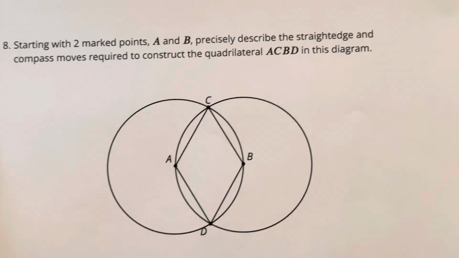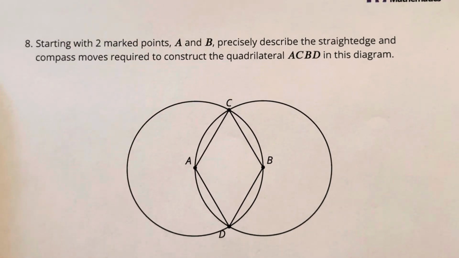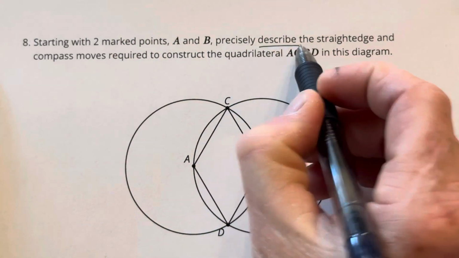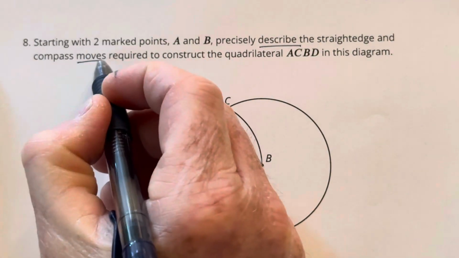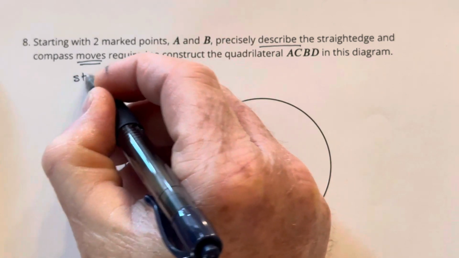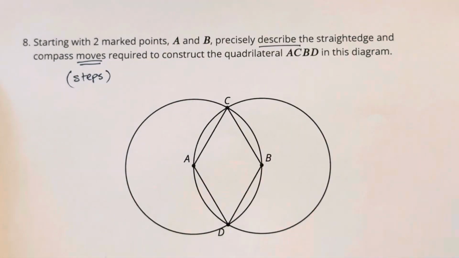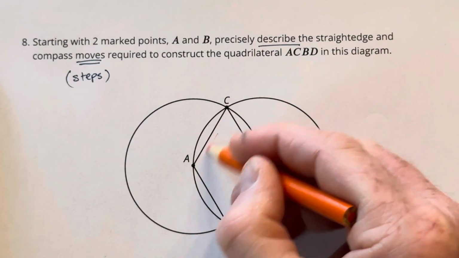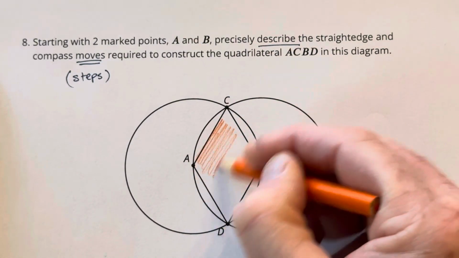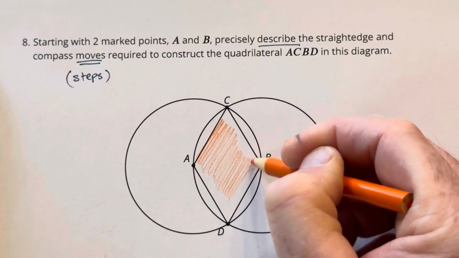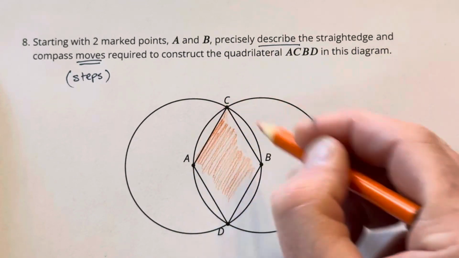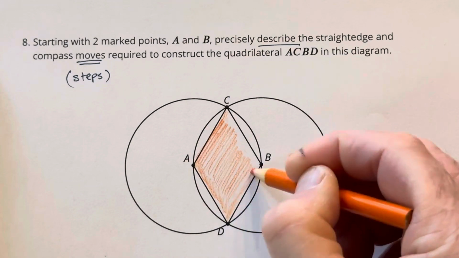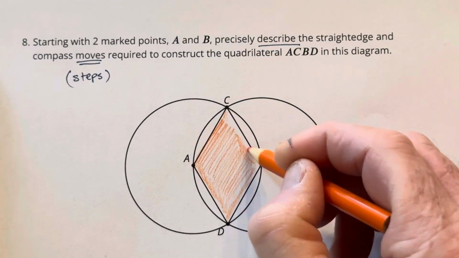Number 8, starting with 2 marked points, A and B. Describe the straight edge and compass moves. This basically means the steps required to construct quadrilateral ACBD. Hey, they used the right order. ACBD. So how did we get here? You gotta write all the steps down.